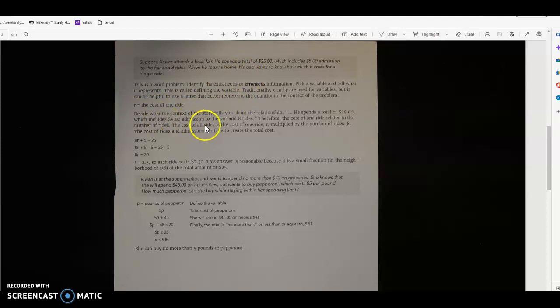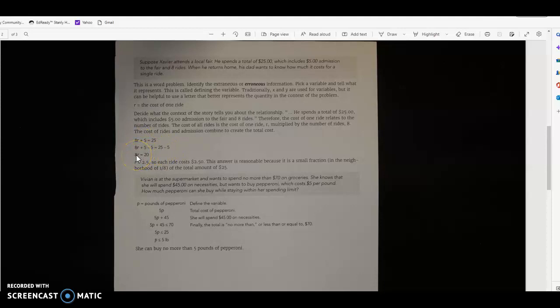Then we've got to decide what the context of the story tells you about the relationship. We know he spent $25. We know that to get into the fair it costs $5. And we know that he had 8 rides. So 8 times the cost of one ride, plus the $5 admission fee, has to equal the $25 that he spent. Then we just solve our equation like we normally would. We're going to subtract 5 from both sides.